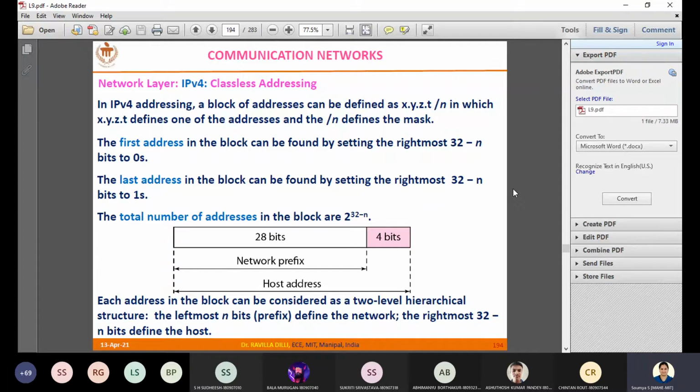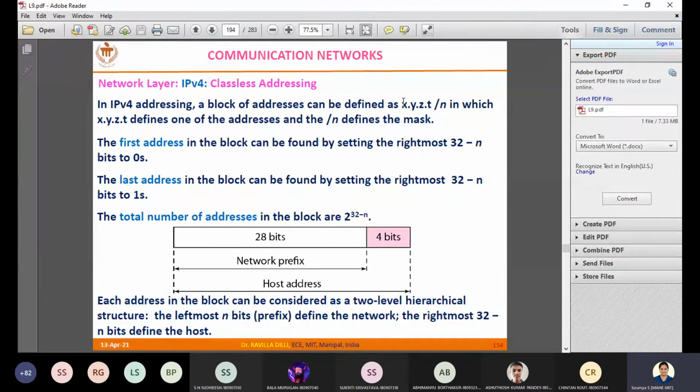What you should understand here is, this is again similar to what we've done regarding addresses in our previous example. We've done how to find out the first address, last address, and the total number of addresses, right? So when you're given a block of addresses as say x.y.z.t/n, this would be one of the addresses within that particular block, and /n will define the mask. So how do you find out the first address from this? The first address in the block can be found by setting the rightmost 32 minus n bits to 0.